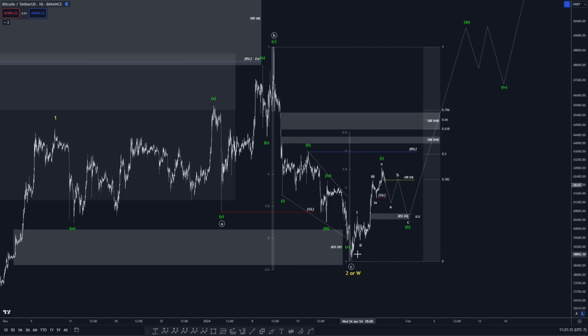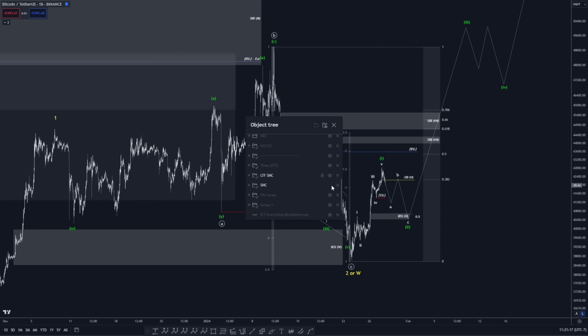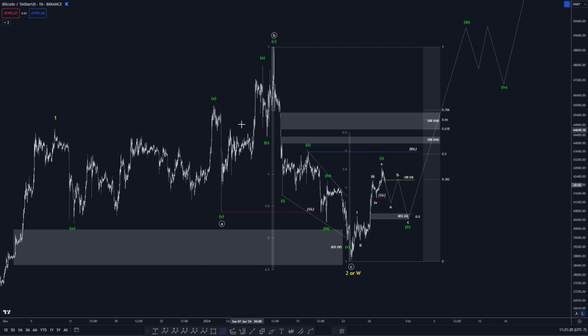I do find this low probability as well, mainly because of the expansion of that B wave. So when we compare it, it did go beyond the 1382 right there. Although it didn't greatly expand it, and it immediately came back into the range. So it's something that I can consider, but I believe it's more of an exaggerated expanded flat, and it's low probability because it went beyond that 1382.